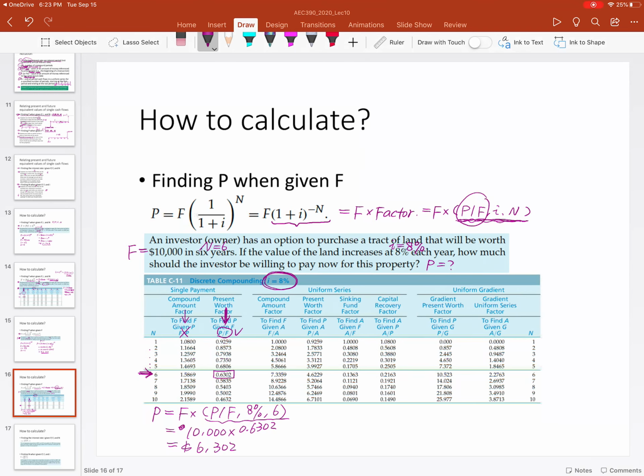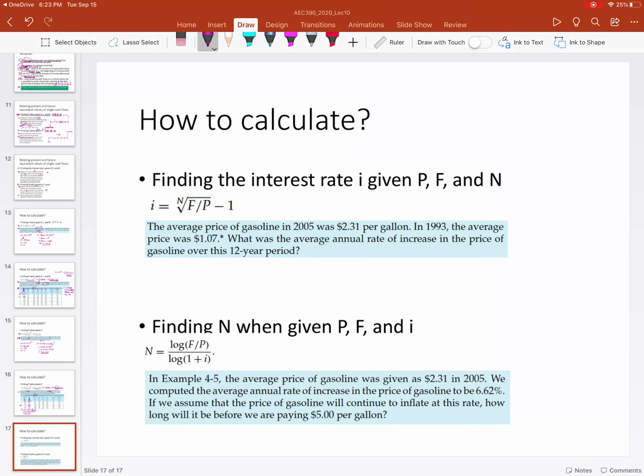So right now I want you to pause and try to practice to find out the right table for the example, and to find out the right column, the right row to look at so that you can find that exact factor and then use this factor method to calculate your present value or your future value. Okay, so using this table is very important. Of course, we can also calculate the I and the N, okay?